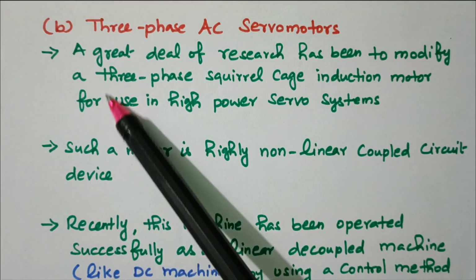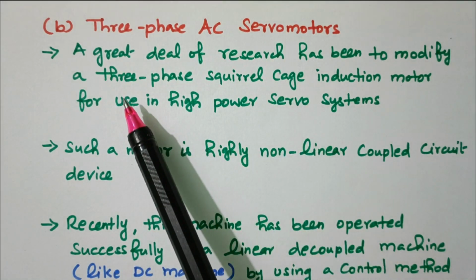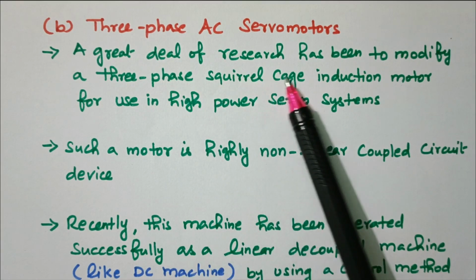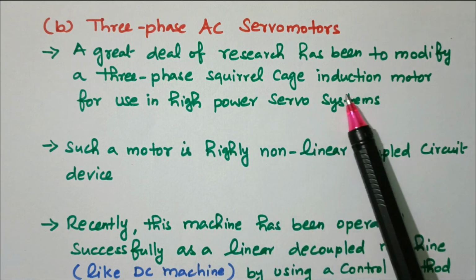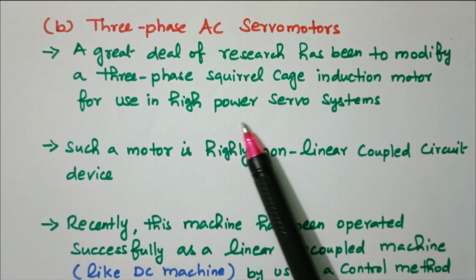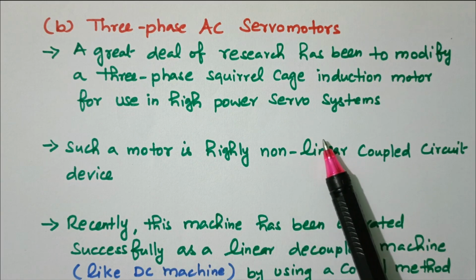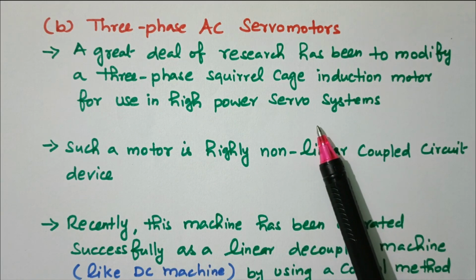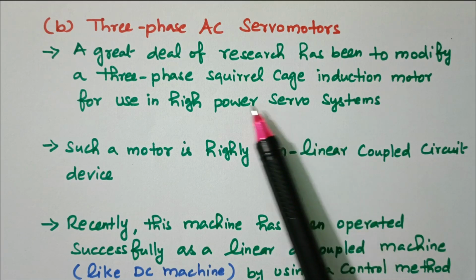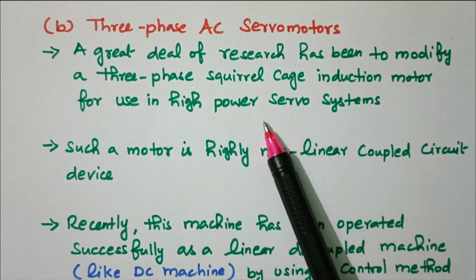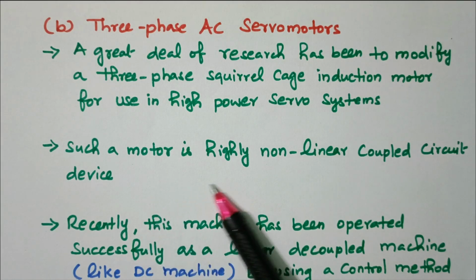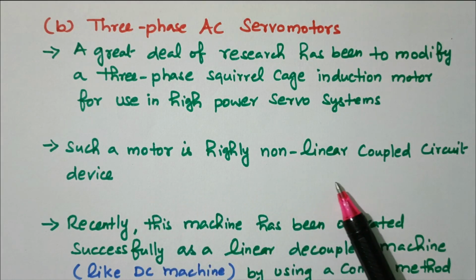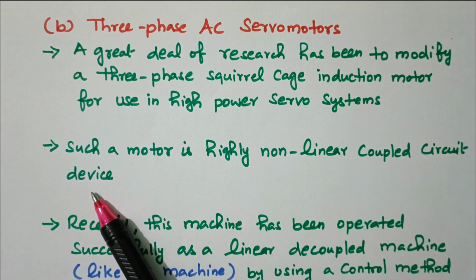So the second type is the three-phase AC servo motor. A great deal of research has been done to modify a three-phase squirrel cage induction motor for use in high power servo systems. Normally for high power we are using DC. So the research is going on to convert the three-phase squirrel cage induction motor into a three-phase AC servo motor. Such a motor is a highly non-linear coupled circuit device. Non-linear.